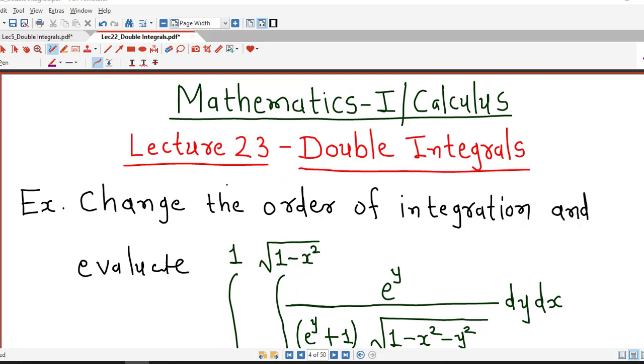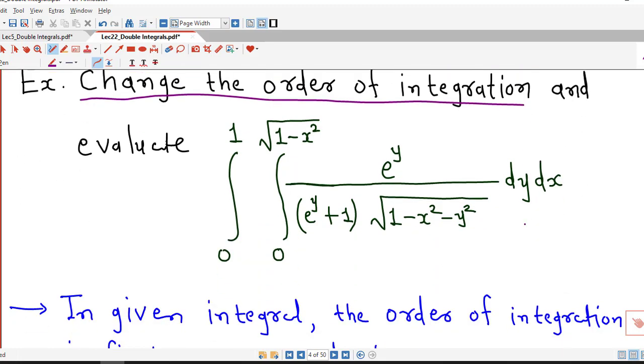So we are going to do one more problem on changing the order of integration. So let's start with this problem. Change the order of integration and evaluate this integral.